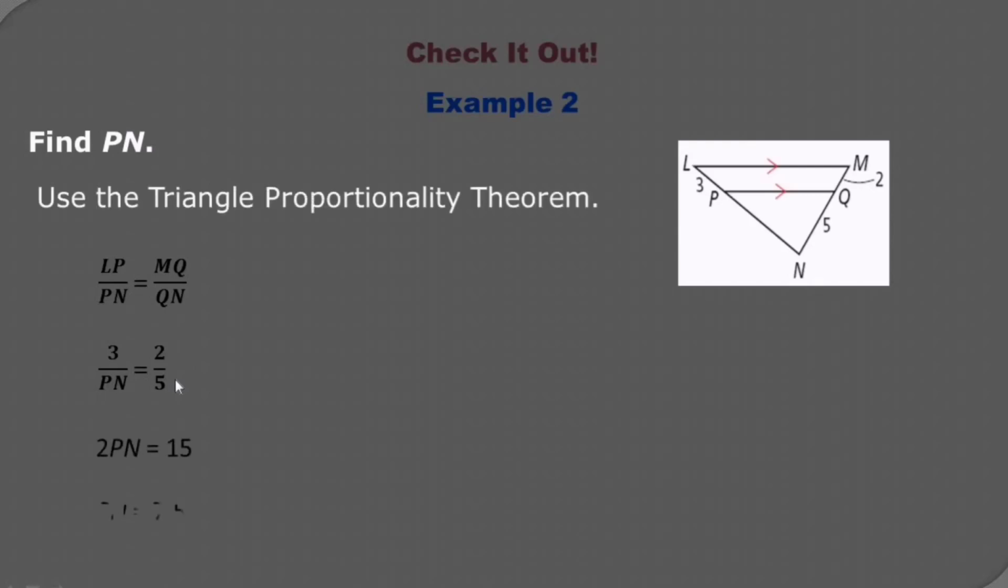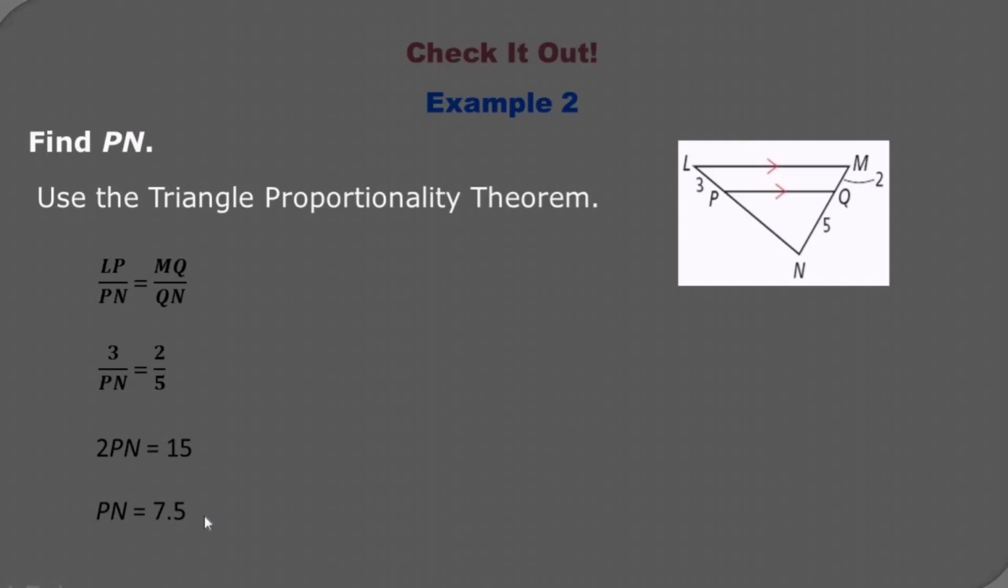Cross multiplication. So 3 multiplied by 5, 15. 2 multiplied by PN, 2PN. So I have 2PN equal 15. Divide by 2, because I need to get rid of the 2. So PN equal 15 divided by 2, which is equal 7.5.